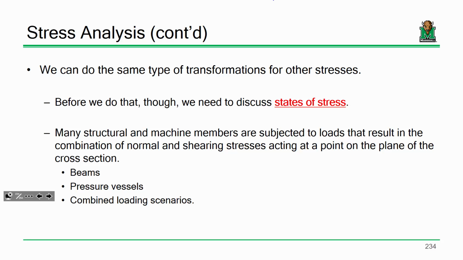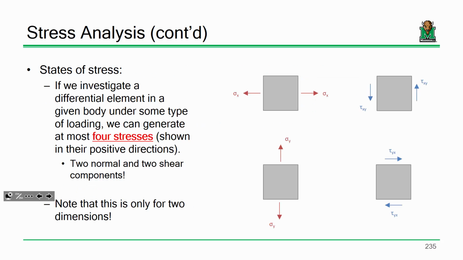Pressure vessels are another common example of that. We're going to talk about pressure vessels later on. And any other combined loading scenario: take a member and yank on it and twist it and heat it up and shear it. Multiple stresses going on at the same time. We as engineers need to be able to assess that.